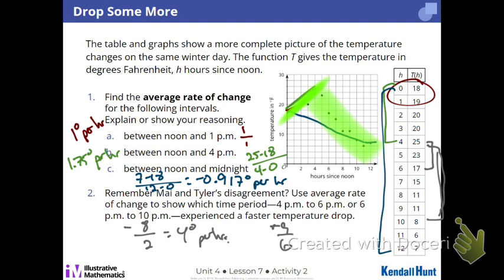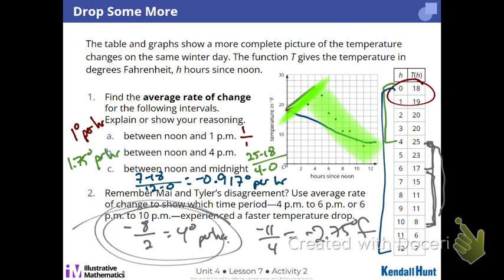Wait. I messed up. So 4 to 10, okay, was 25 minus 8. No, sorry, 6 to 10, not 4 to 10. 17 minus 8. So that went down, remember, 11 over 4 hours. So 11 divided by 4.